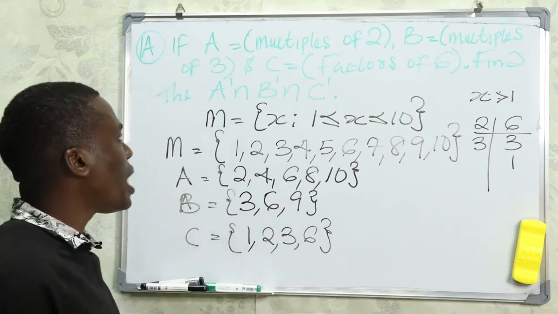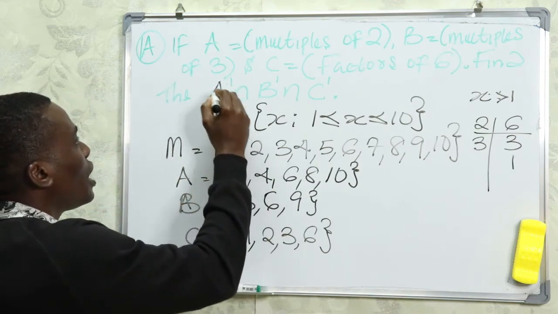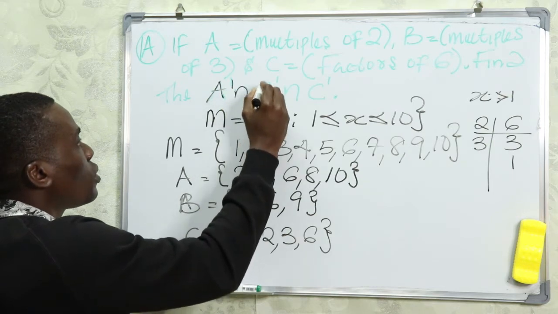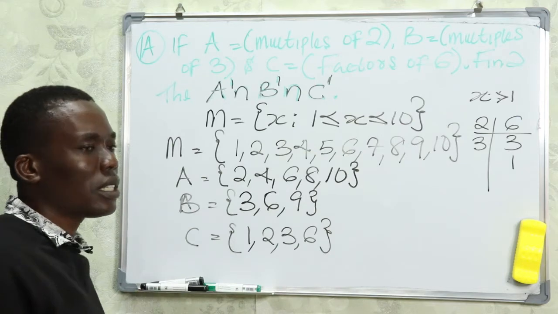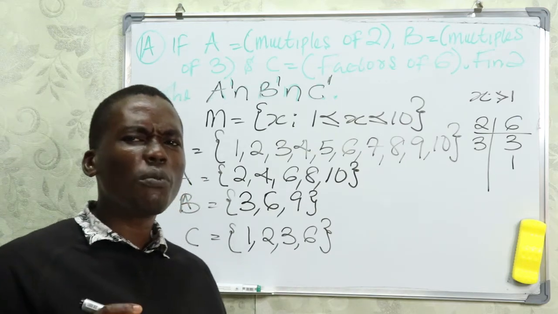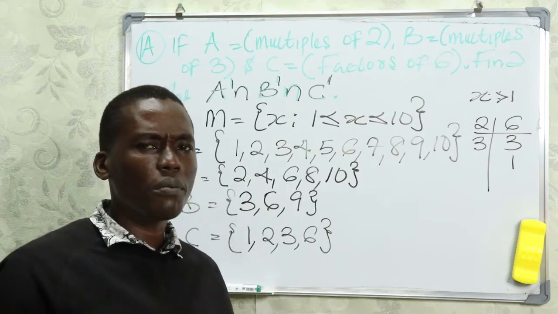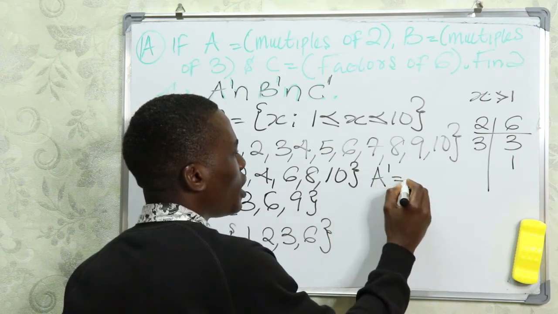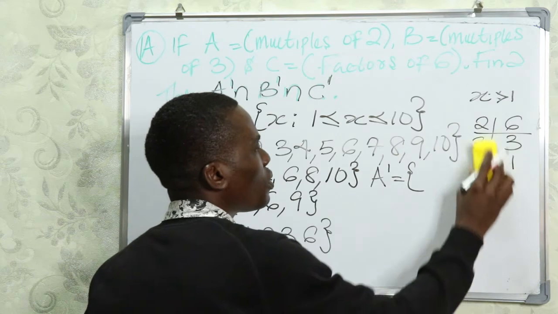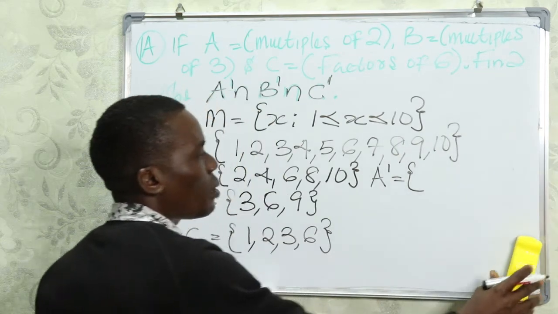Now remember, what we are asked to look for is A prime intersect B prime intersect C prime. So now we are going to find what the primes are. We're going to first of all look for A prime. What are the elements in the set A prime?